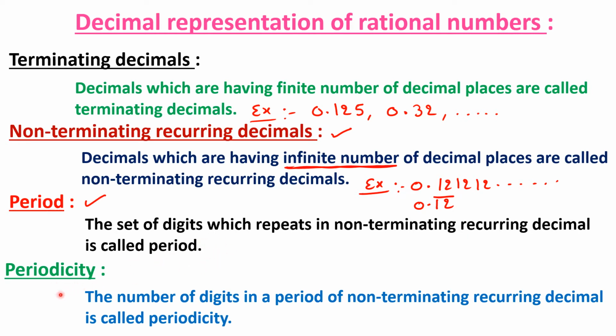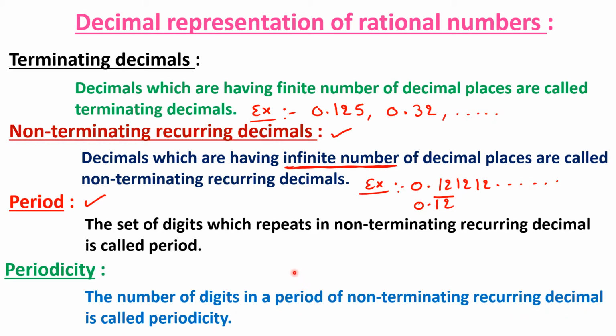Okay, now coming to periodicity: the number of digits in a period of a non-terminating recurring decimal is called periodicity. Look at this, what is the period of 0.12 bar? That is 1 2, right? The number of digits in the period is called periodicity. How many digits are repeating here? 2 digits are repeating, right? That's why it is called periodicity. So periodicity is 2 in this one.